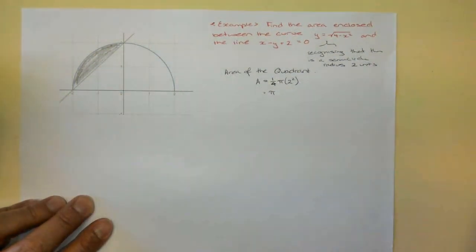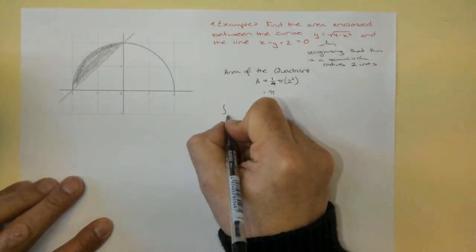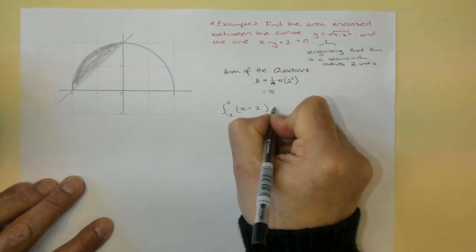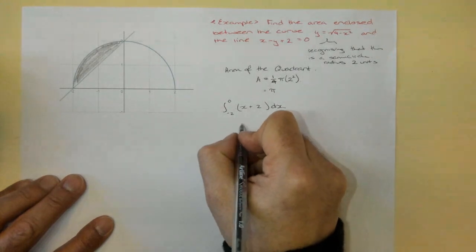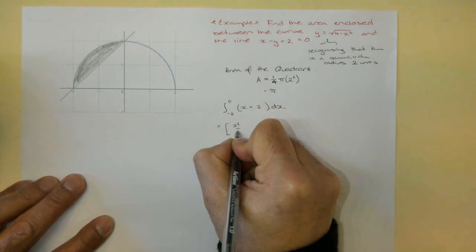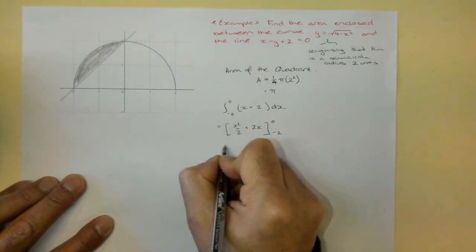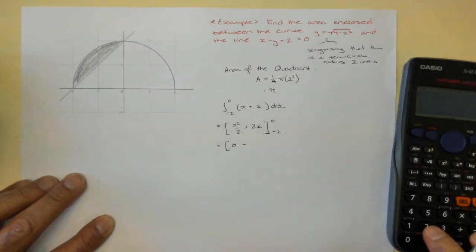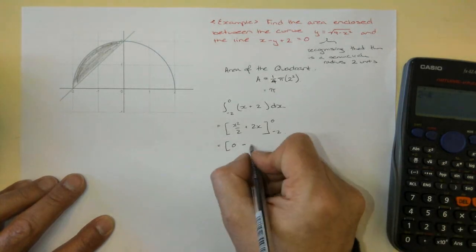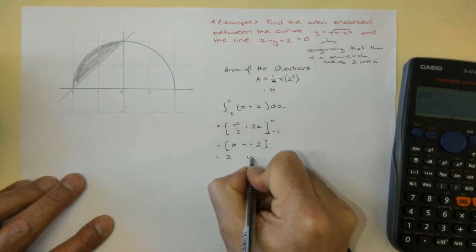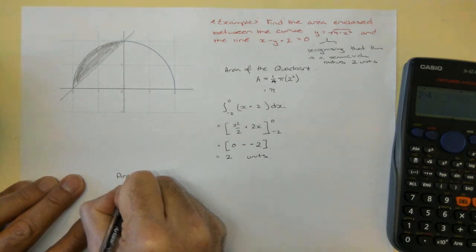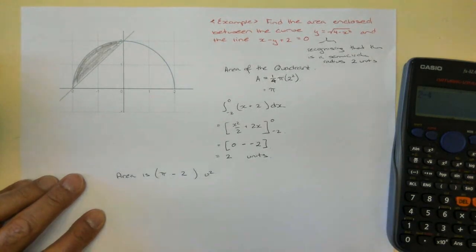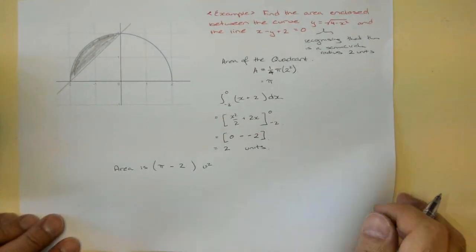Now we want to find the area under this line. So from -2 to 0, rearranging this to be y equals x plus 2, dx. Okay, if I integrate that, I get x squared over 2 plus 2x from -2 to 0. So that's going to be 0 minus, 4 over 2 is 2, minus 4 is -2. Okay, so the required area is pi minus 2 squared units. And that's the answer for that question. All right, good luck.